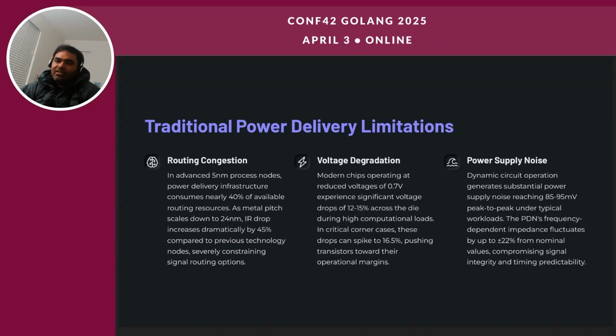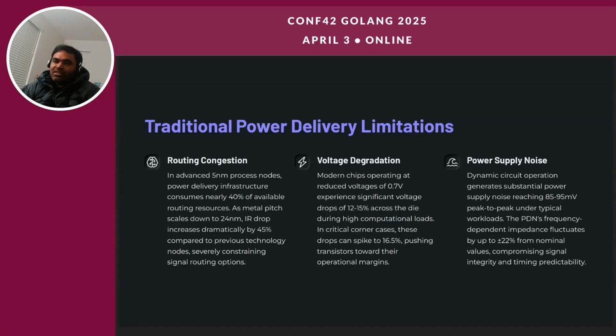Coming to the traditional power delivery limitations, there's routing congestion in advanced 5 nanometer and below. Around 40% of routing resources are consumed by the power delivery, and the remaining go to the clock and signal. As metal pitch scales down in the lower technologies to 24 nanometer, IR drop increases dramatically by 45% compared with the previous technology nodes. It's severely constraining the signal routing options because we don't have the routing resources for the signals. So for this, we are moving to the backside power.